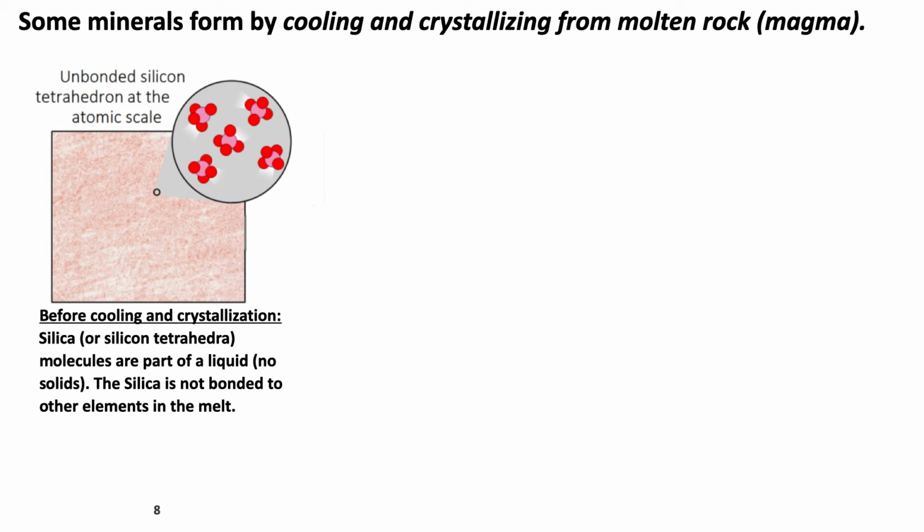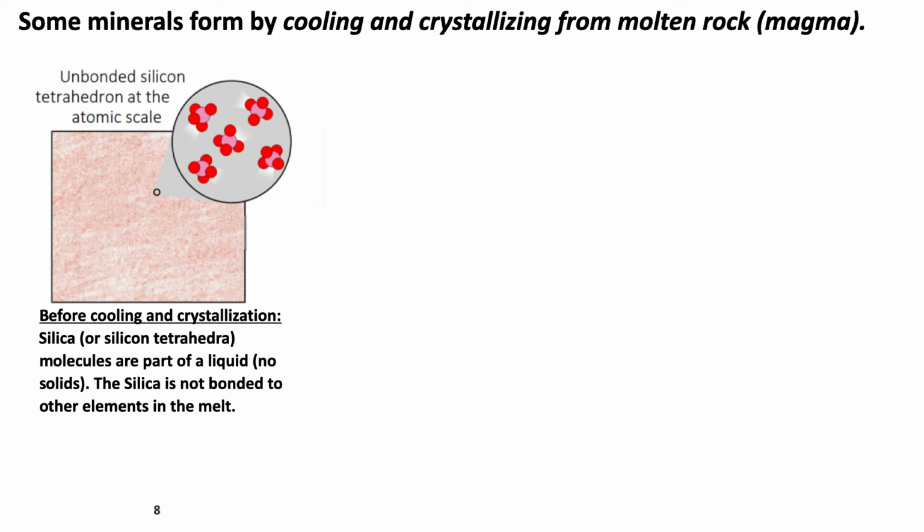Those could be locked together into a larger crystal structure that makes the mineral quartz, but right now they're not bonded together into a larger unit. They're just the silicon tetrahedra, which is also called silica. So silica, or the silicon tetrahedra, those molecules are part of a liquid. There aren't any solids in the most left-hand image. The silica is not bonded to other elements in the melt or the magma, two words for the same thing.